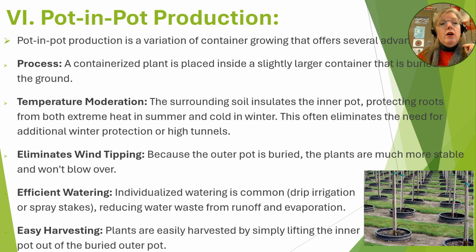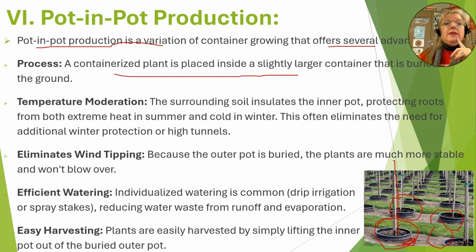And this next thing is called pot in pot. It's a variation of container growing that offers several advantages. Do you see this? They've put the pots in the ground. The plant is still in the pot, so you don't have to worry about damaging the roots when you sell it. But there's like a secondary pot in here in the ground, so you just lift up this whole pot. The containerized pot is placed inside a slightly larger container that's buried in the ground.